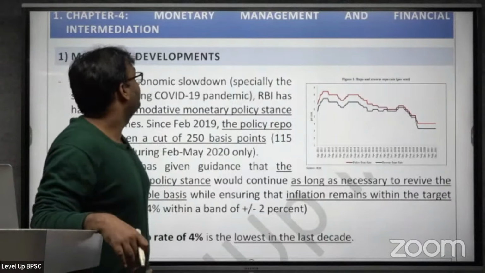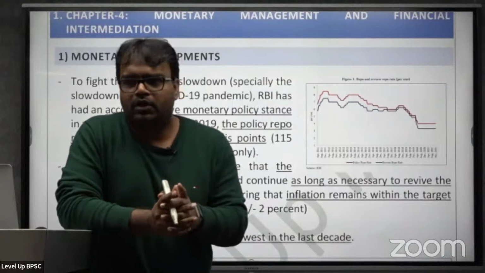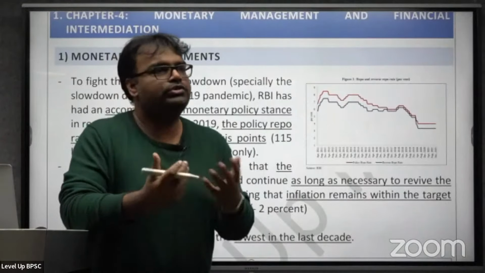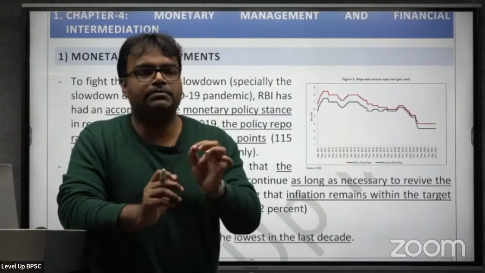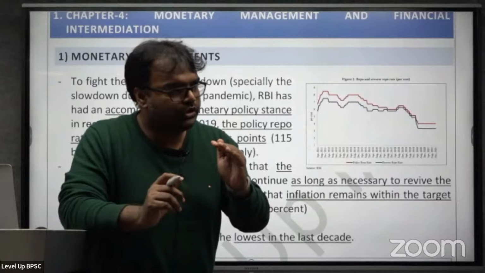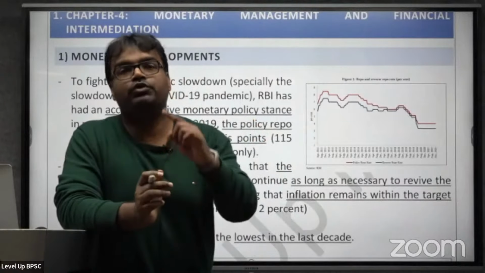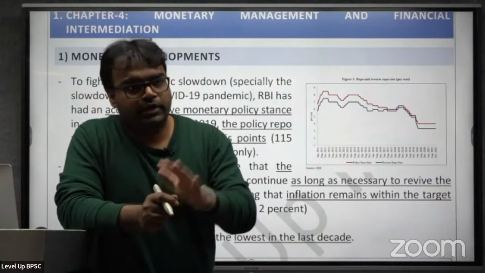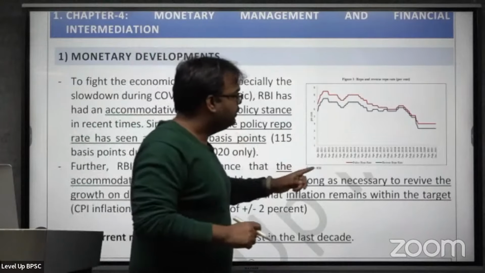Where were we? Because of the COVID-19 crisis, there were economic issues. In those situations, what happens? Government tries to put in more stimulus. At the same time, RBI would try to ensure that more money goes into the market. For that, what would RBI do? It would reduce its repo rate and reverse repo rate. This is something that you would see happening.